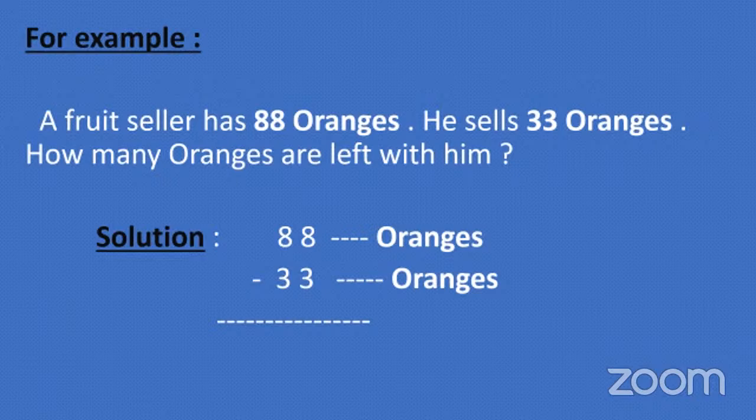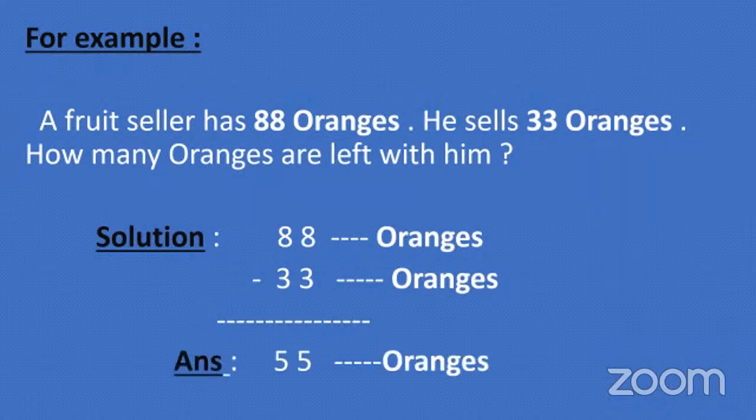See, once again, a fruit seller has 88 oranges. He sells 33 oranges. How many oranges are left with him? For that purpose, we arrange all the numbers in subtraction. First of all, we write the greater number at the upper side and the smaller number at the lower side. So 88 minus 33, 55 oranges are left there.